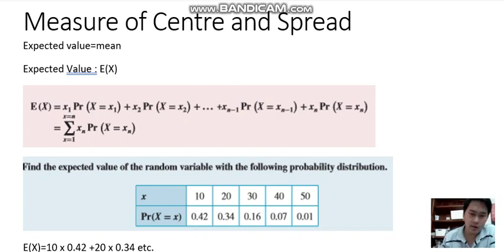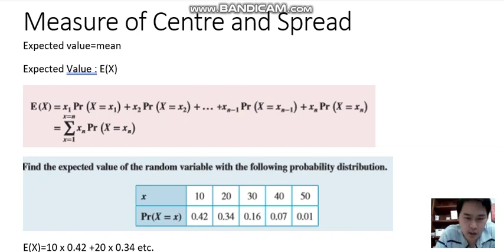And you have this really long notation here. E of x is x1 multiplied by the probability of x being x1, plus x2 multiplied by the probability of x equals x2, etc. Here they sum that all up in the very bottom part. It's saying the summation from x equals 1 to x equals n of xn times the probability of x equals xn.